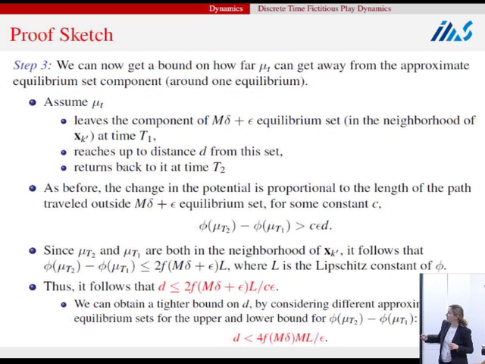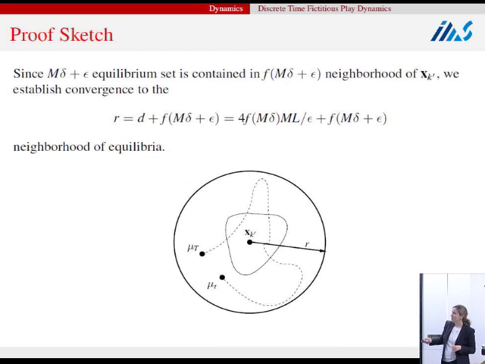Given this, we can then establish, okay, it will stay close to this one particular equilibrium. How much can it escape from the epsilon equilibrium set? And we can establish that, I'll skip the details, but it can escape at most this much. Okay? And essentially that establishes our result. We are putting a ball around the epsilon equilibrium set, and from that ball it can at most escape d, which is this value. So we're staying within that neighborhood of equilibrium.